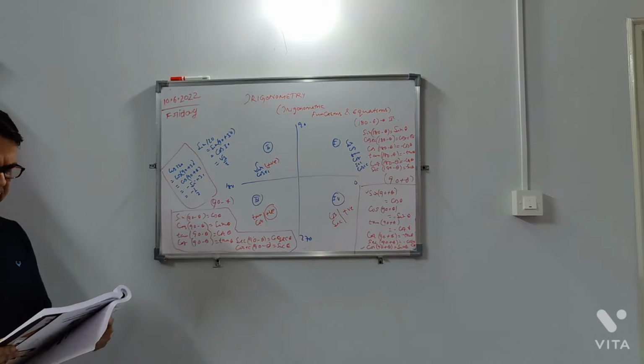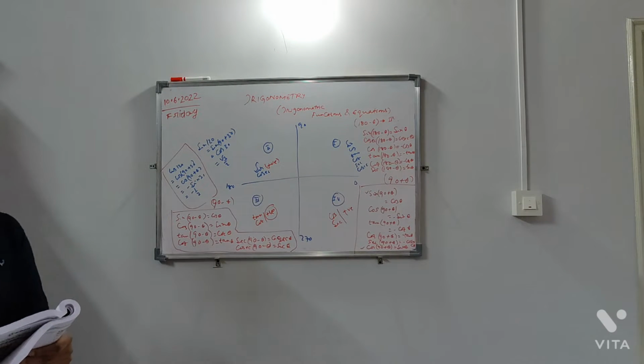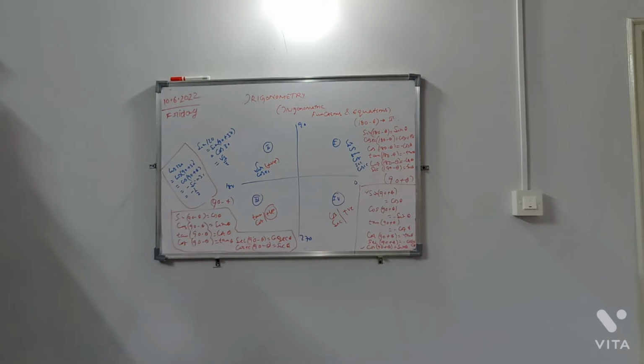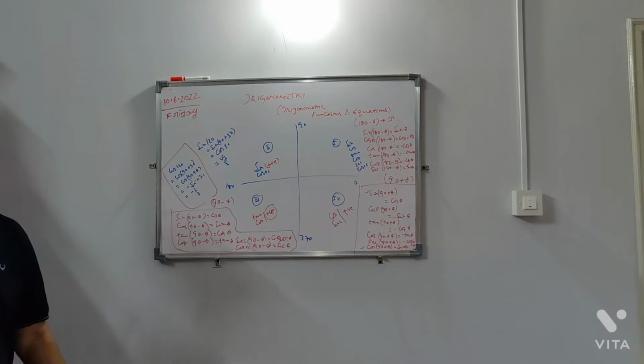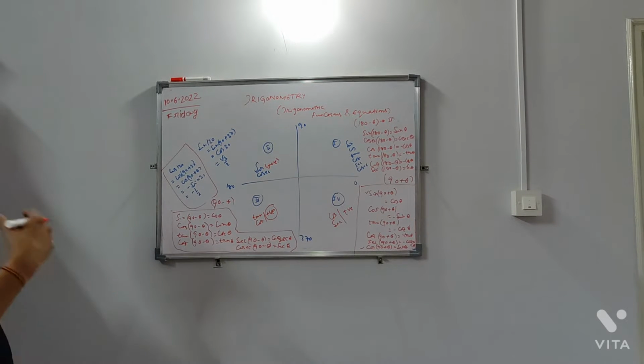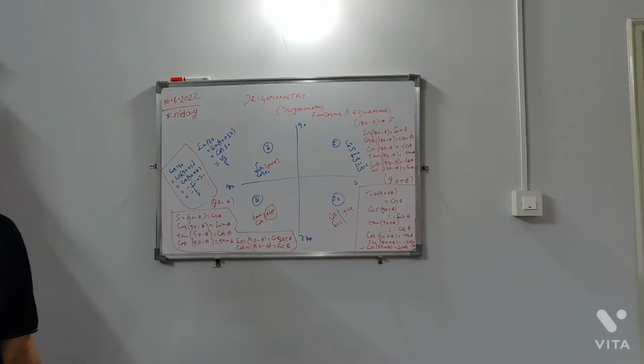Then there are certain things like 270 minus theta, 270 plus theta. So their sine will become cos. But you don't need to remember so many things. Just remember these few things. So when any angle more than 90 comes, you can easily do it.